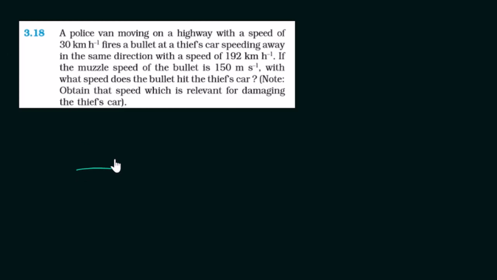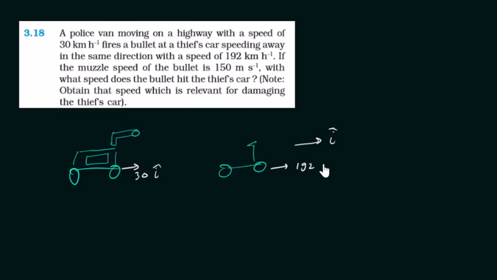Now let us make one car here. We are given one gun here. We are given a cycle like this. So this particular van is moving with 30 and consider this direction as I cap. This is 30 I cap kilometer per hour. Speed will be in kilometer per hour. And this particular bike is moving with 192 I cap kilometer per hour.